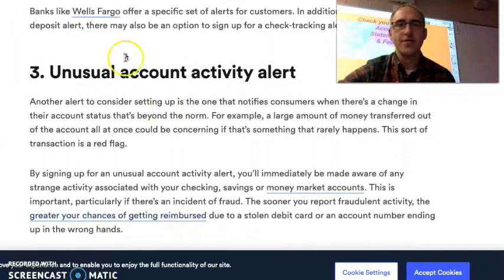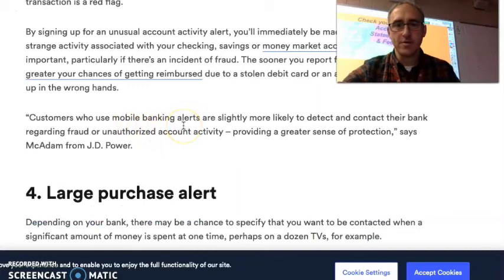Number 3, the unusual account activity alerts. Even credit card companies sometimes allow you to sign up for these alerts. They'll notify you when you have activities that they consider abnormal. For example, a large amount of money was transferred out of your account all at once. Could be concerning. When this sort of thing happens, the bank has a red flag and they send you an alert. Those who tend to use this type of mobile alert are slightly more likely to detect when something fraudulent or unauthorized is happening to their account.